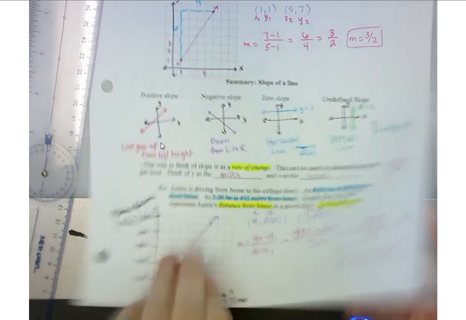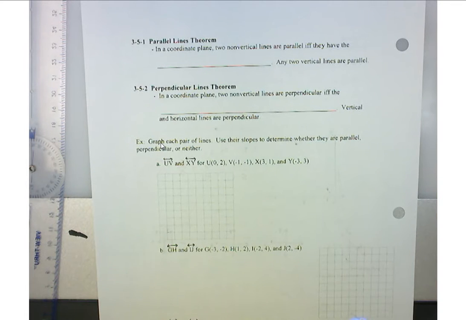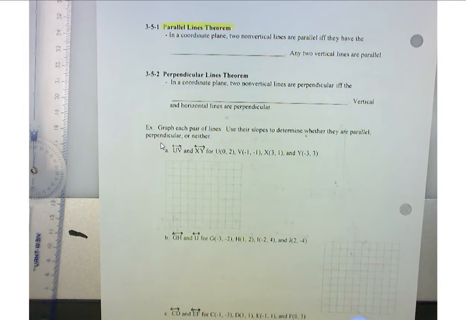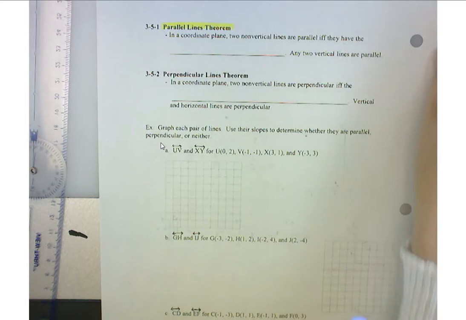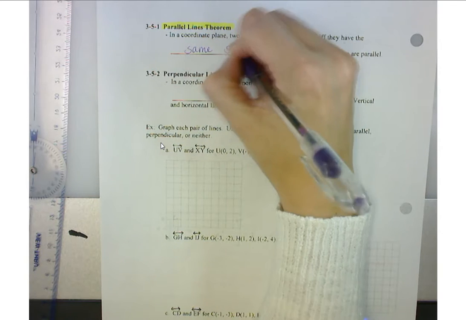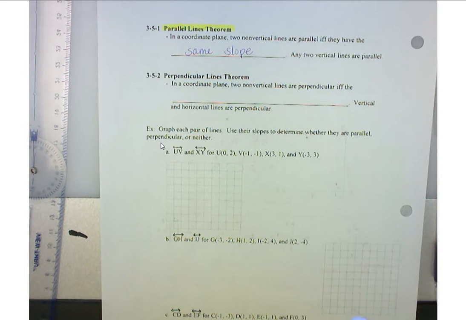All right, and then on the back we have a couple of new theorems. One is about parallel lines, the other one is about perpendicular lines. Okay, so your parallel lines theorem says that in the coordinate plane, two non-vertical lines are parallel if and only if they have the same slope. Okay, and then any two vertical lines are parallel.